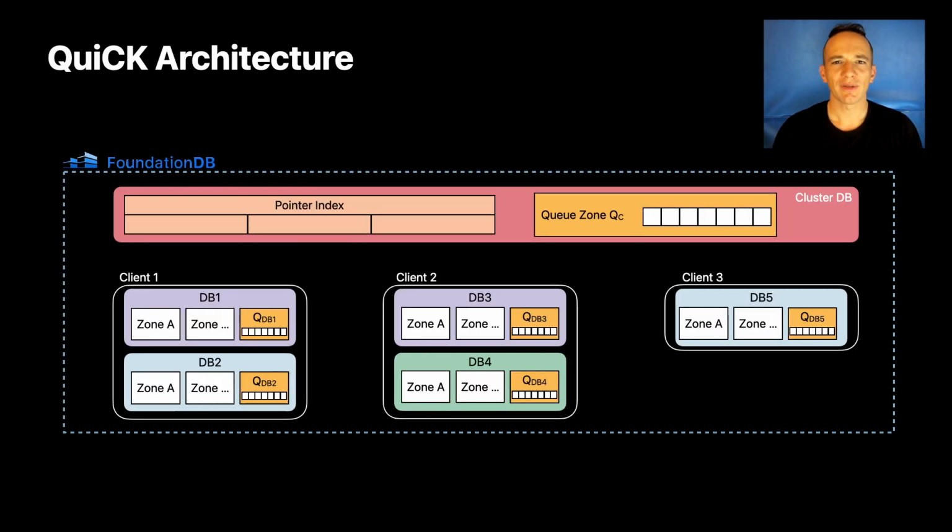In this diagram, we have a single FoundationDB cluster. In it, we see a cluster DB, which is a special type of CloudKit logical database that we create in each FoundationDB cluster and use for managing our queuing system. In this database, we have a queue zone named QC that acts as an index to all other queue zones in this FoundationDB cluster. This cluster level queue allows us to find non-empty queues of CloudKit tenants stored in this cluster.